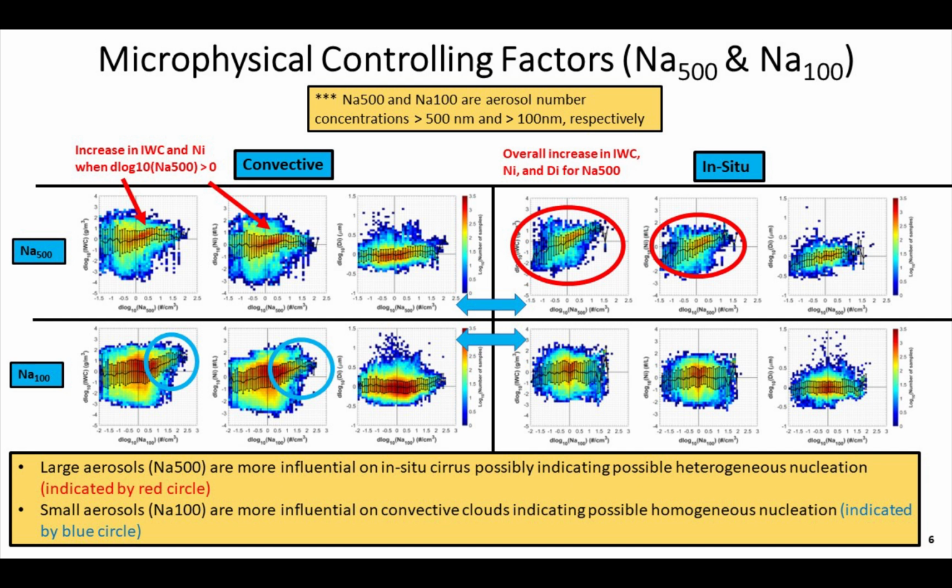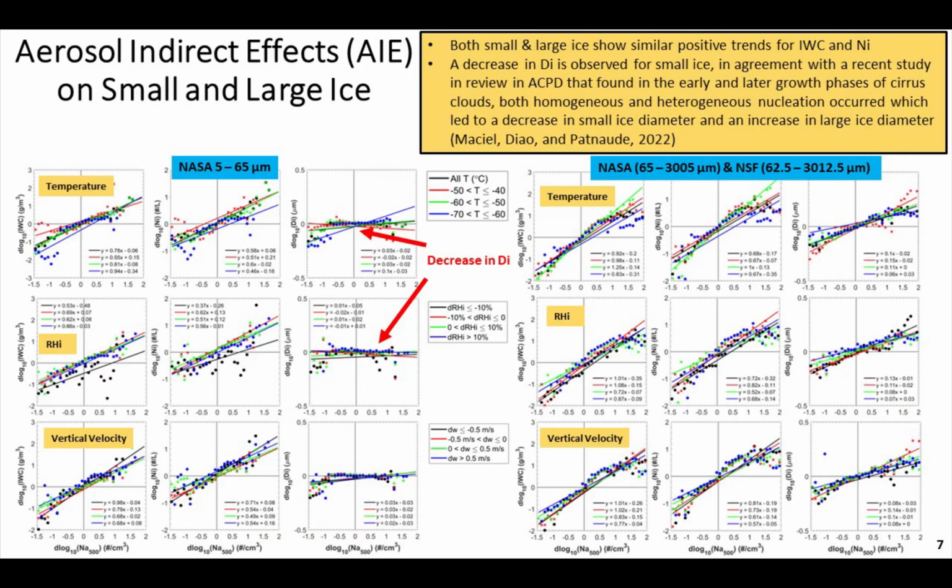And so now we're looking at the aerosol indirect effects on small and large ice. So this is where we contrast the small and large ice. We separated the small ice for analysis through a method of truncating the 2DS bins less than 65 microns. This was shown on the left right here. The remaining bins greater than 65 microns would be combined with NSF 2DC data to create one large data set, which we analyze on the right-hand side right here.